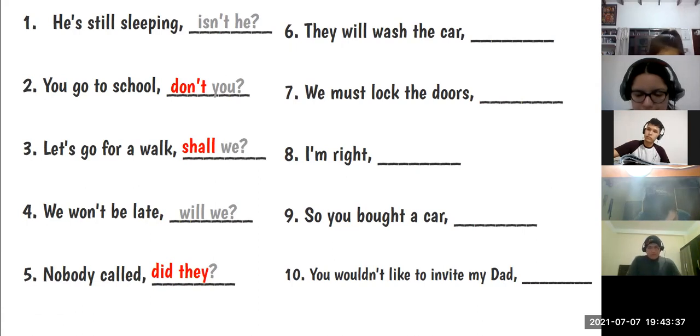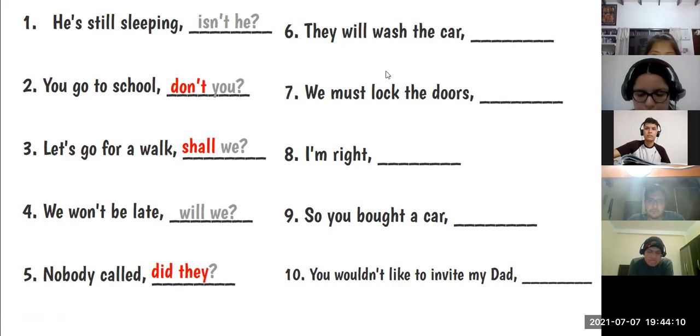¿Ok? Did they? ¿Por qué utilizamos did y no didn't? Because nobody is negative, right? El sentido de la oración es negativo. ¿Ok? Si fuese everybody, ahí sí podríamos ocupar didn't. Didn't they? Porque el sentido de la oración es afirmativo. Let's go to the next part.